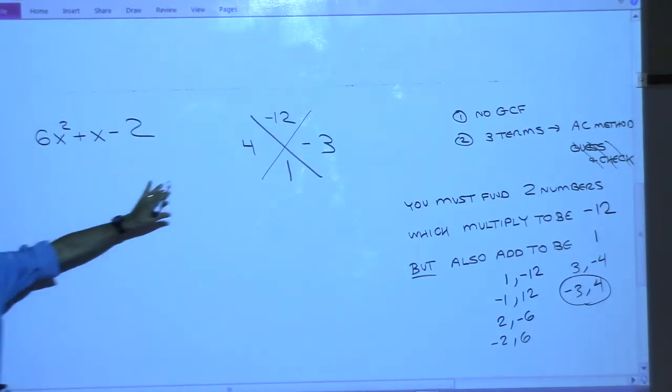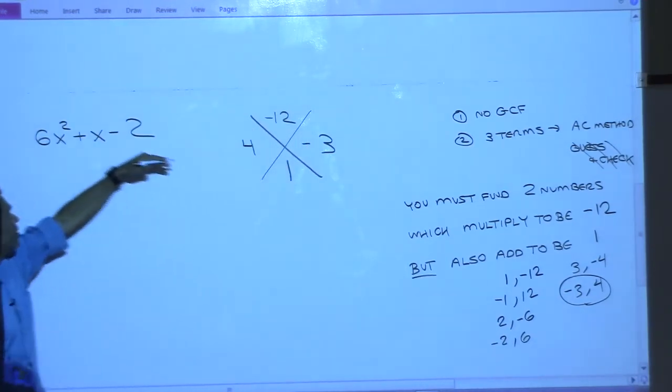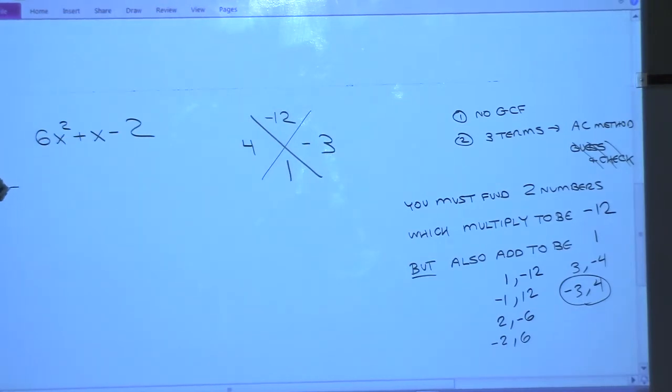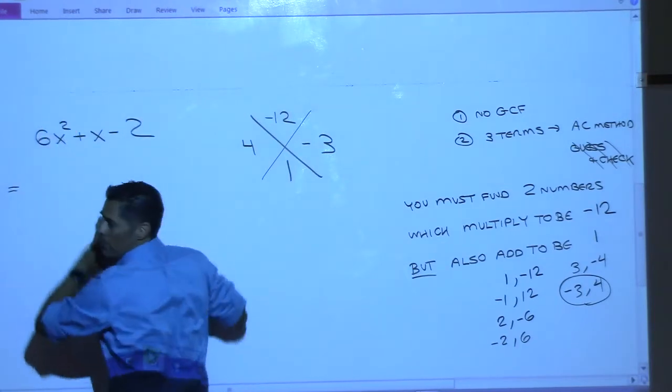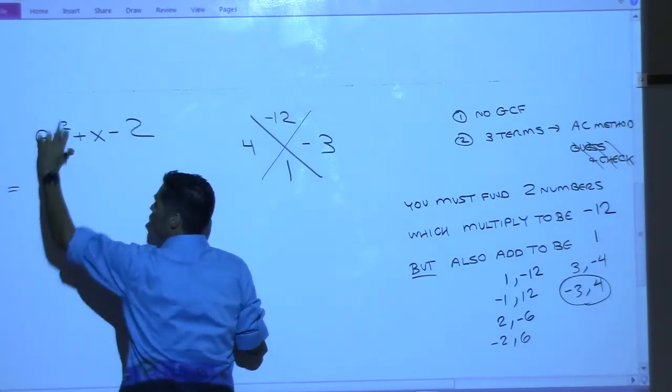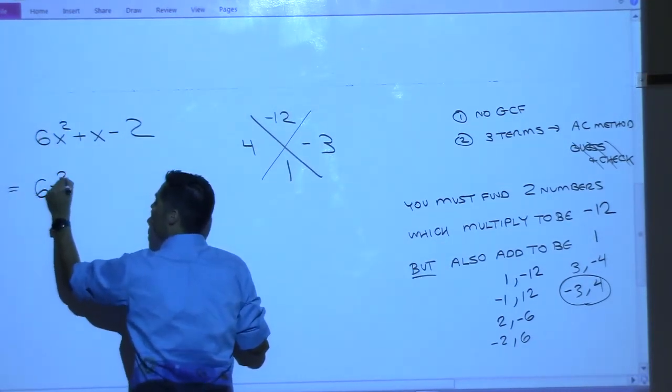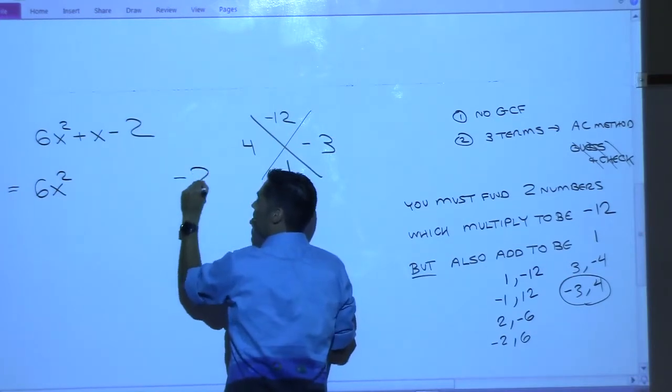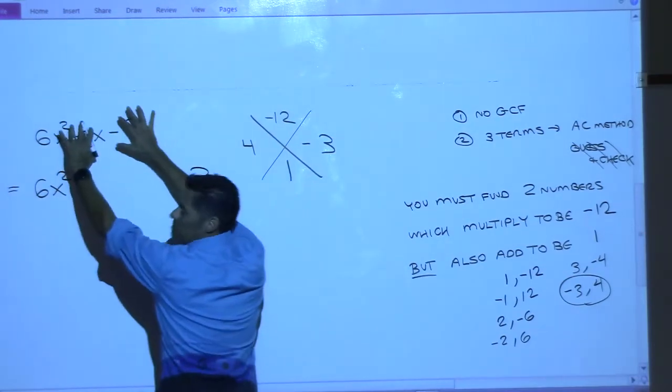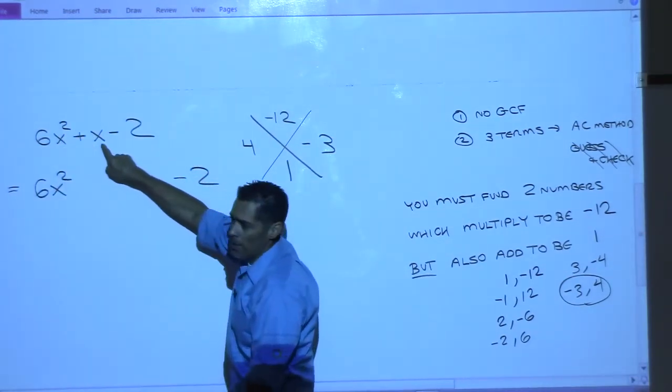Once you finish this thing out, now what you're going to do is you're going to rewrite this, and it's going to magically go from 3 things to 4 things. All right. So Elena, a way to remember this is that the two ends don't ever change. Okay. So this is just going to be 6x squared, and this -2 is going to be just -2. All right. So don't change these. All you're going to change is the middle one.